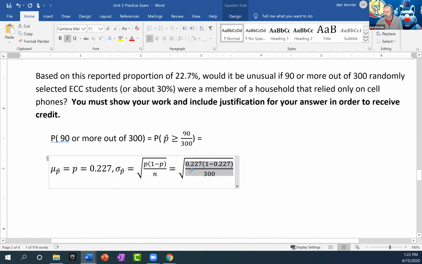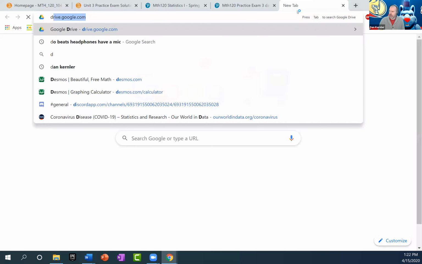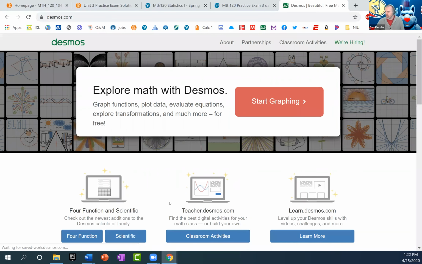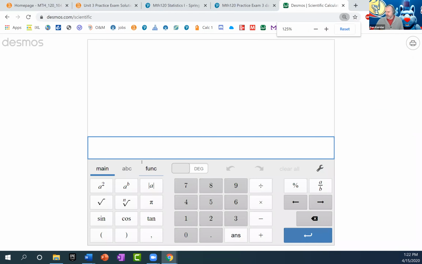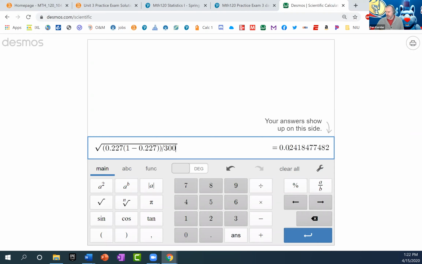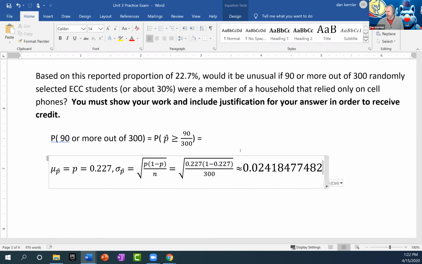Let me see. Can I use my Desmos calculator? Use the scientific calculator here. I like this because then I can just copy and paste. See how that's nice? It gives me the answer there. So I can just copy that and paste it. So that is approximately equal to this number. Excellent.